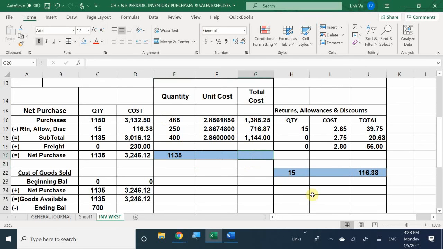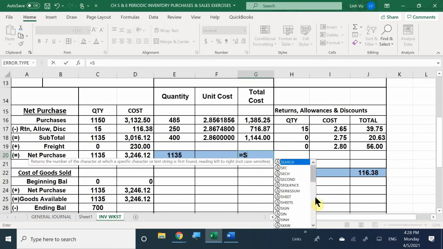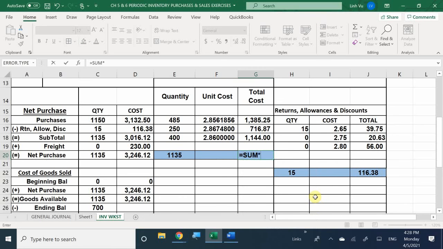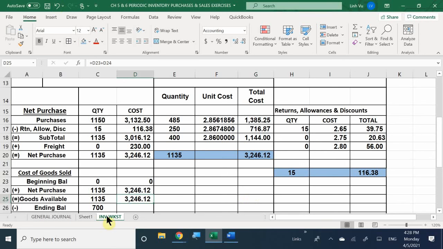I'm also going to solve for my total cost here of my goods available, right? So I'm going to do equal sum. I made my adjustments here, so I should get the total of 32.46.12, which boom, they match. Okay, so we know for sure that my goods available is my top column above here, and they match 100%.